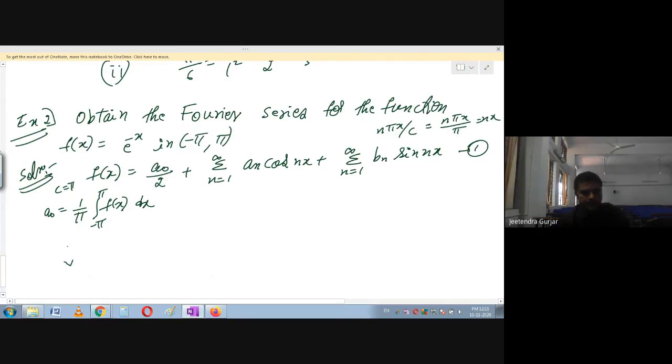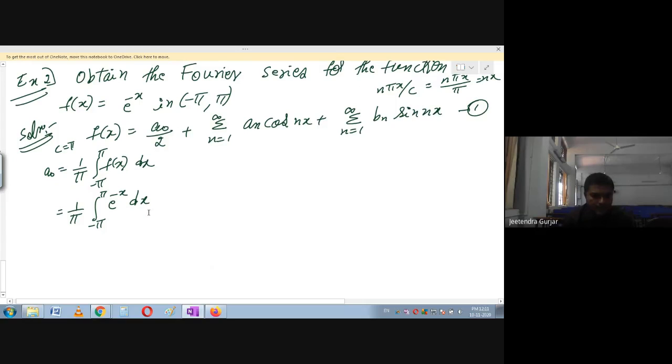Substitute what is f(x). Okay, so this is equal to 1/π integration from minus π to π of e^(-x) dx. Fine. So first you see what is the integration of e^x. Integration of e^x is e^x, but you remember this formula, students, that is, integration of e^(ax) is equal to e^(ax)/a. Please remember this. Now here you can see a is nothing but minus 1.